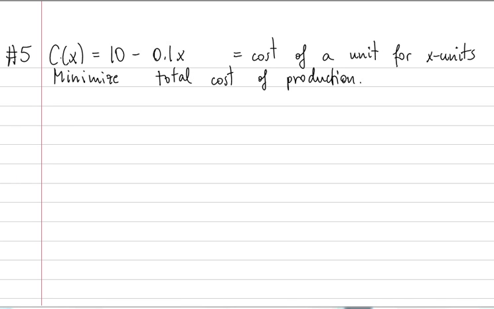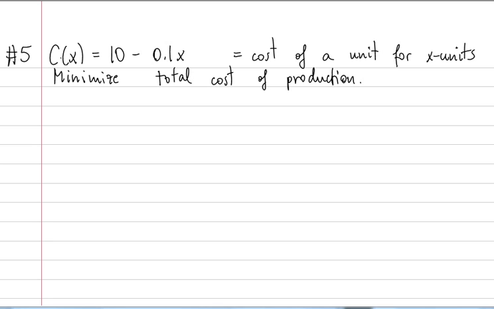Let's see a word problem. For this word problem, we have some x units being produced, and the more units we are producing, the less is the total cost of a unit. The less is the cost per unit. Okay, so we want to minimize total cost of production.